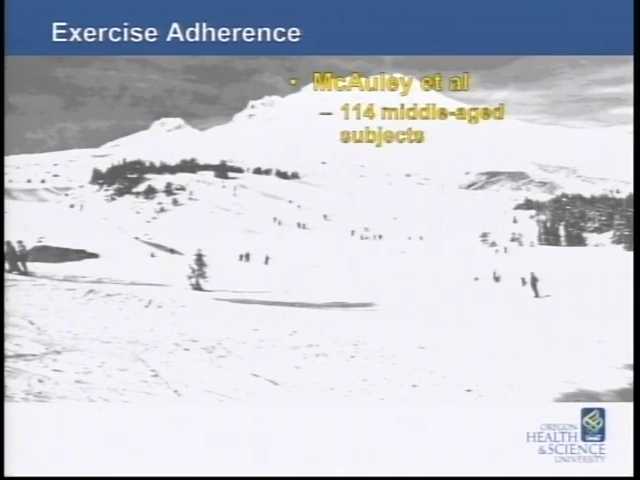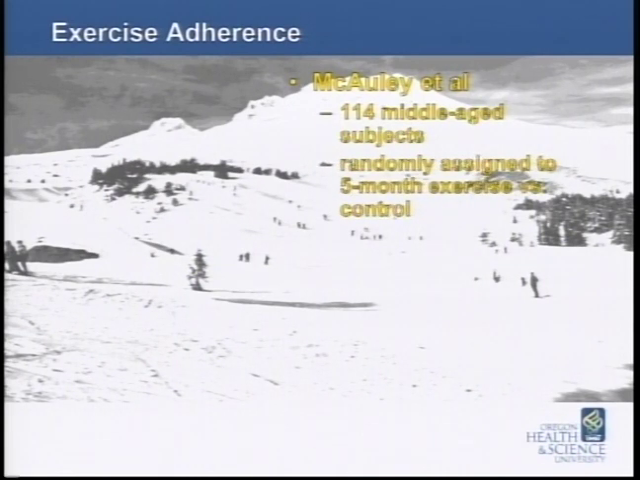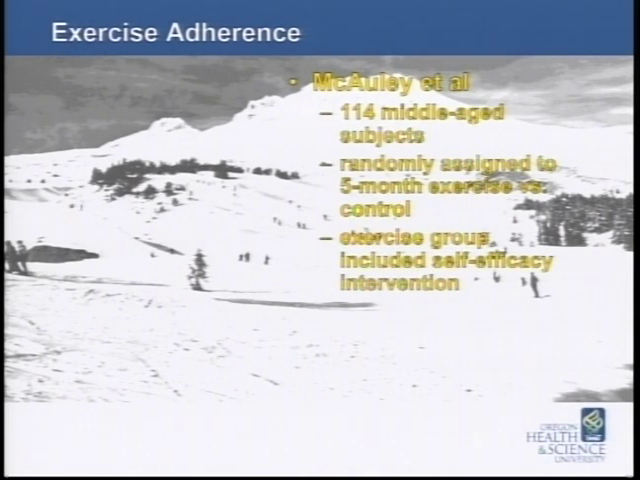This was another study looking at exercise adherence. They took 114 middle-aged subjects. They assigned them randomly to a 5-month exercise versus control group. The exercise group had a self-efficacy intervention. So they were taught how to be in control over their exercise program, what to do, how to advance it. They weren't given just exercises. They were saying, here's how you take care of it on your own. And what they found is the exercise information group had higher adherence and decreased attrition over time.